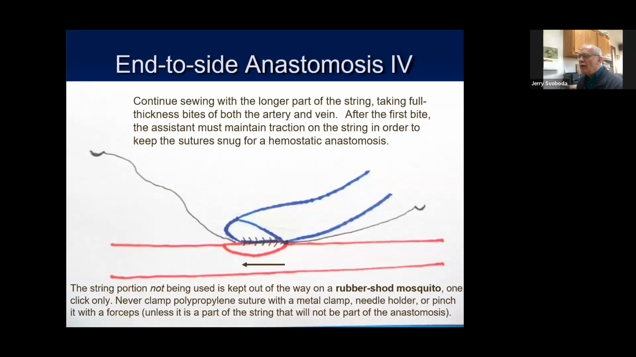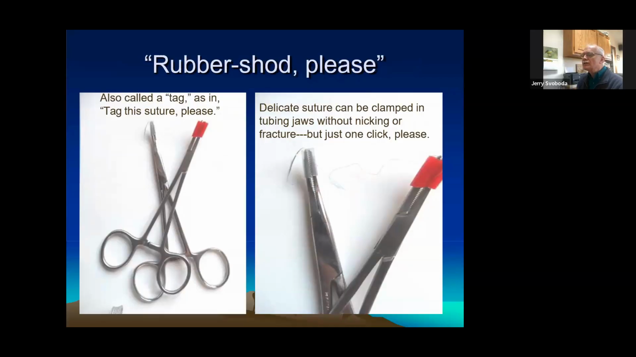You never want to clamp polypropylene suture with a metal instrument. You don't want to pick it up with metal forceps, and you don't want to clamp it with a hemostat unless the hemostat has rubber coverings on it. This shows an example of the way you can clamp the fine suture.